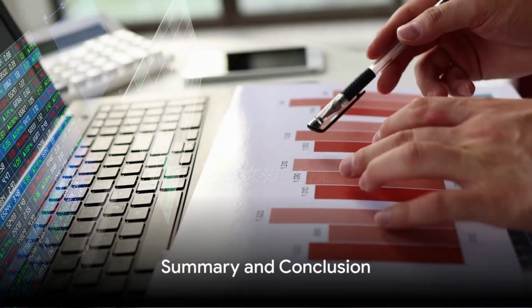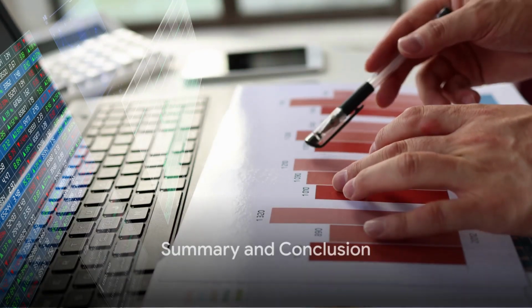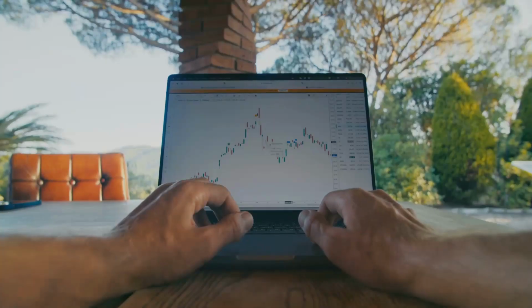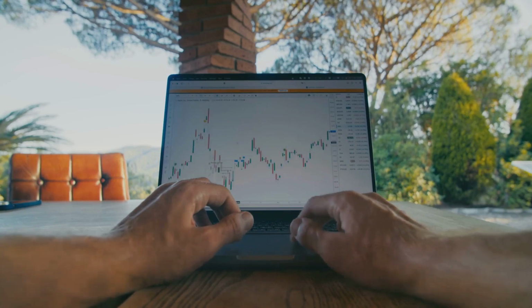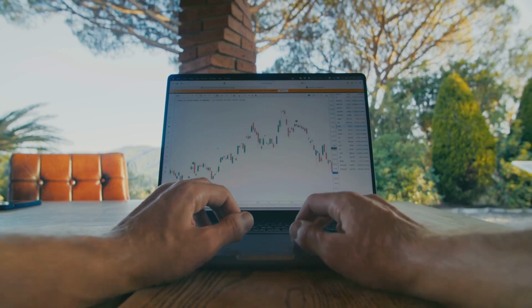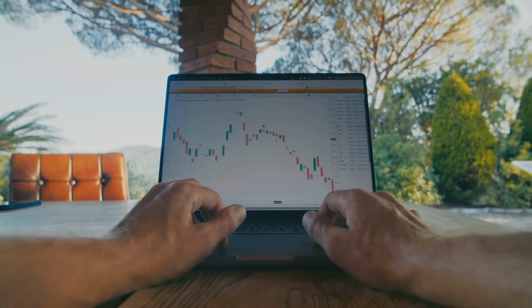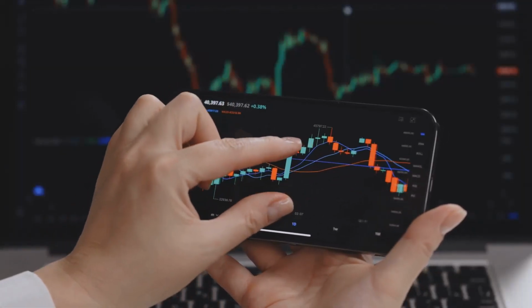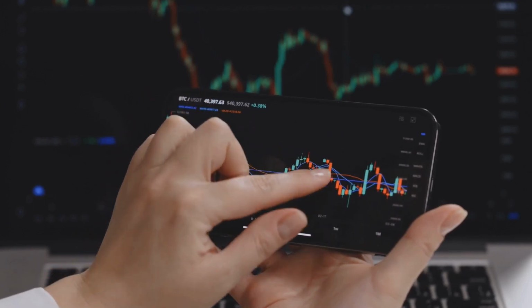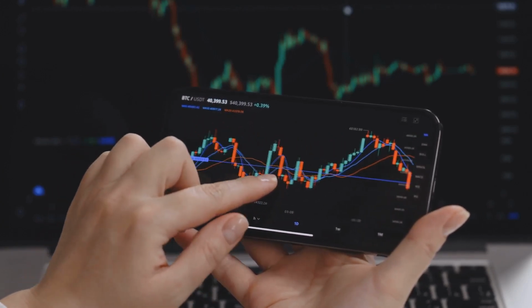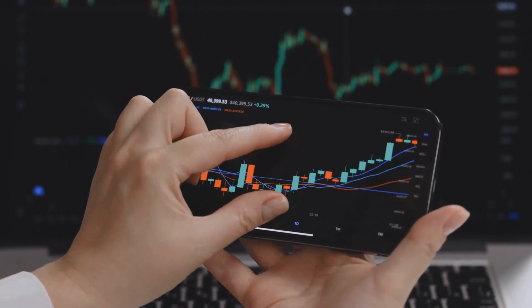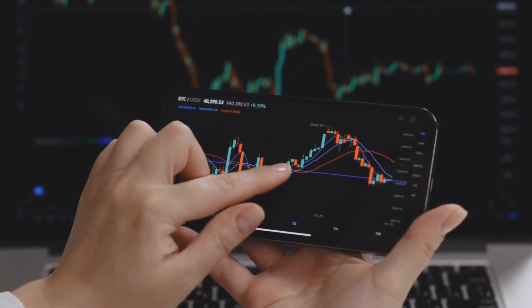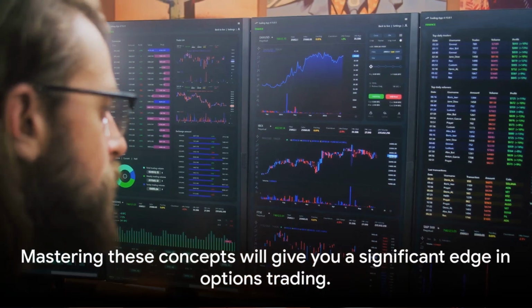In summary, the Greeks and implied volatility are essential tools for options traders. Delta shows how much an option's price will change with a movement in the stock price. Gamma measures the rate of change in delta. Theta tells us how time decay affects the option's price. Vega measures the effect of volatility on the option's price. And implied volatility gives us a sense of the market's expectations for a security's price movement.